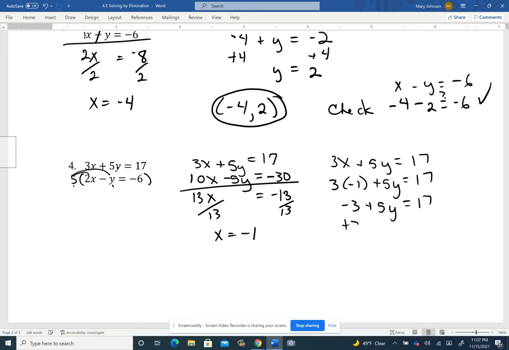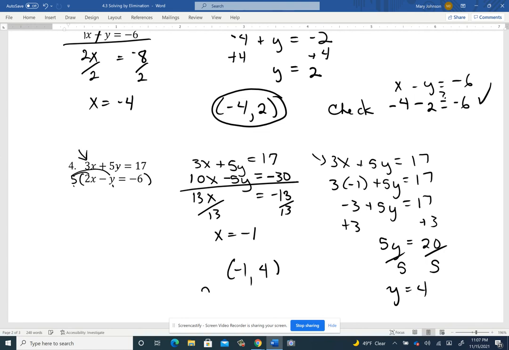Okay, so I'm going to add 3, which tells me that 5y has to be 20. So when I divide by 5, the y would be 4. So I get the ordered pair, negative 1, 4. I use the top equation, this equation, to find it.